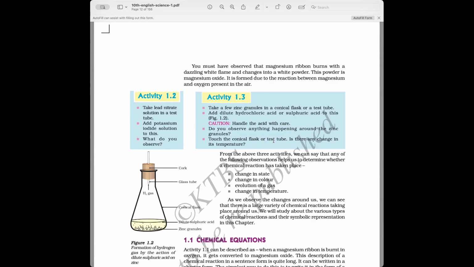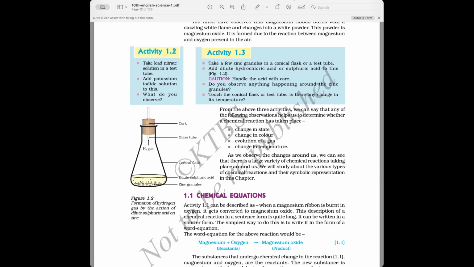That's what they are trying to explain as a part of the activities. We will continue with the next part, chemical equations, in the next video.